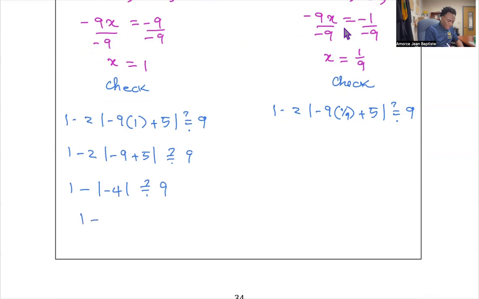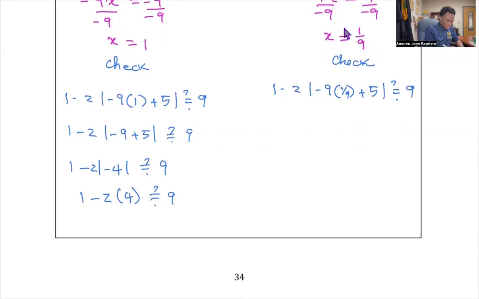1 minus 4. There's a 2 right here, right? There's a 2. 2 times 4, is it 9? So that's 1 minus 8. Is it 9? So that's not 9 because negative 7 is not 9. So this one does not verify.